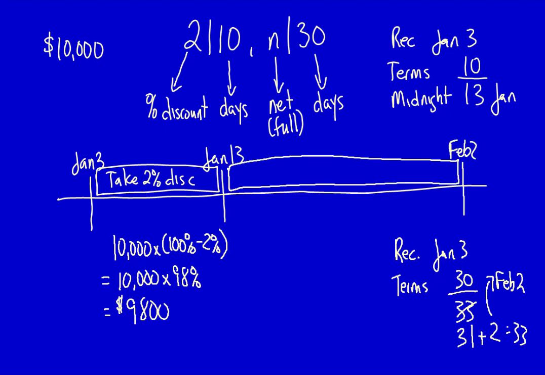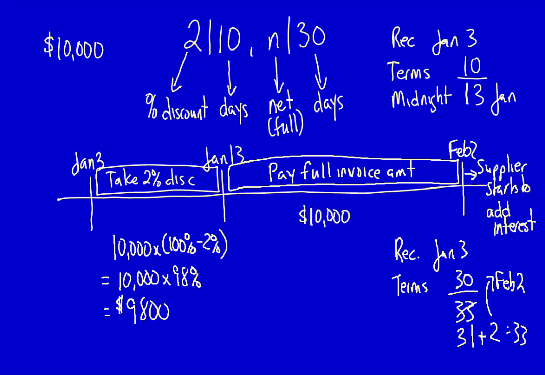If I pay between day 11 and day 30, I have to pay 100% of the invoice. That means I'm going to pay the full $10,000. What's going to happen if I don't pay by February 2nd? Beyond midnight on February 2nd, the supplier is going to start adding interest to my account. Why would a supplier do that? Because the supplier has given up their inventory and not received any cash inflow. The supplier is sitting there waiting for you to pay.